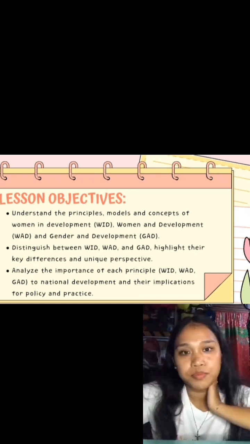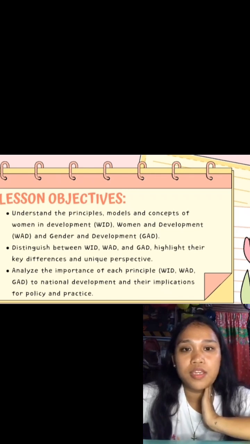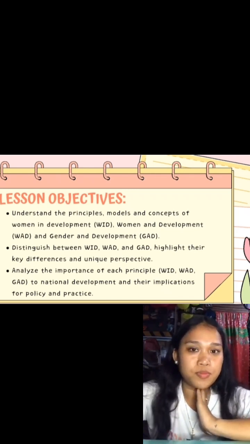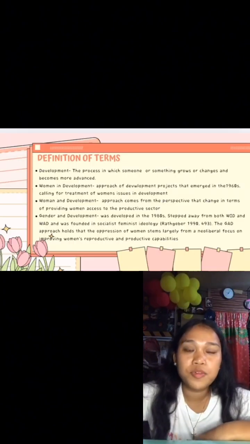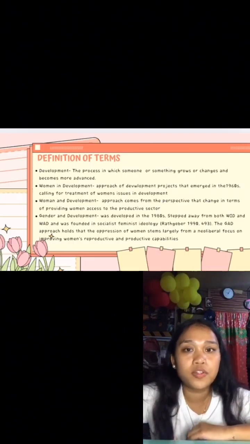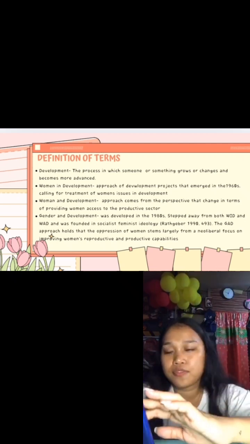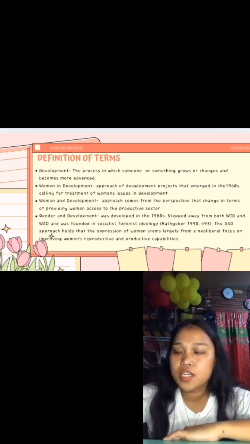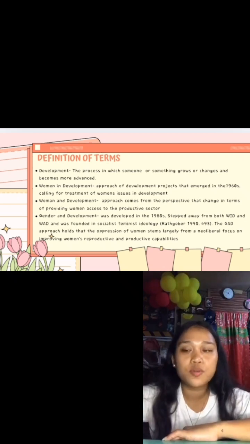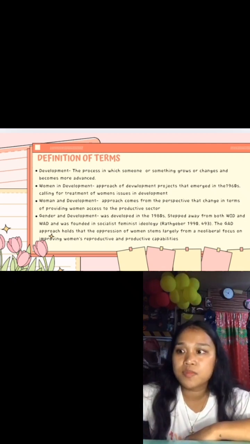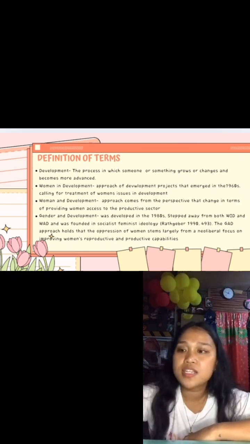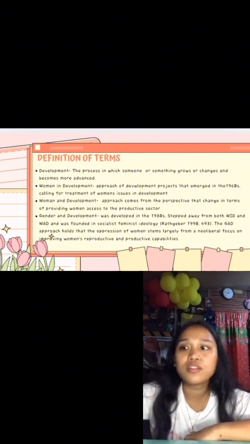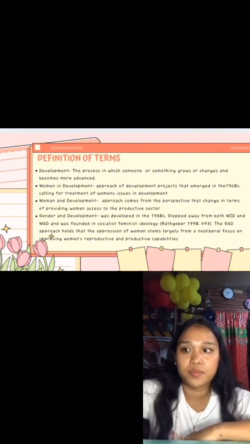So now, before we take a closer look at those terms, let me first unlock these important terms which we might encounter throughout this lesson. So first we have development. Development is the process in which someone or something grows or changes and becomes more advanced. Next we have Women in Development, or the WID. It is an approach of development projects that emerged in the 1960s, calling for treatment of women's issues in development.